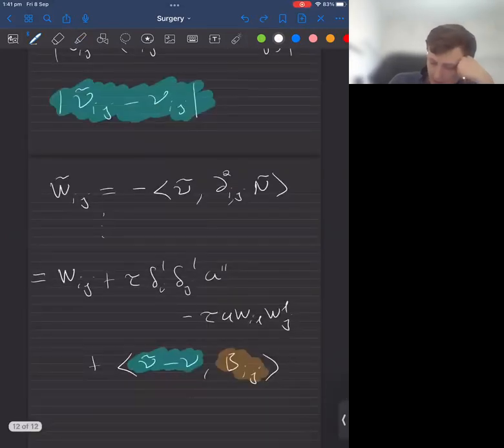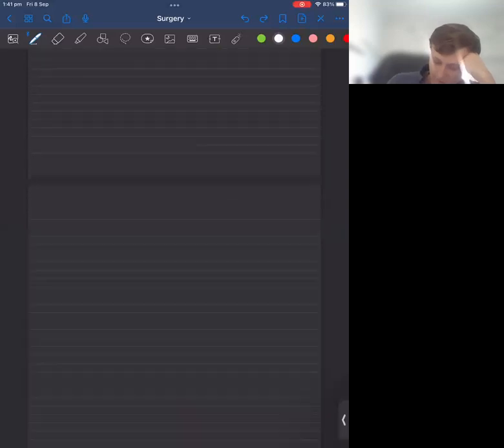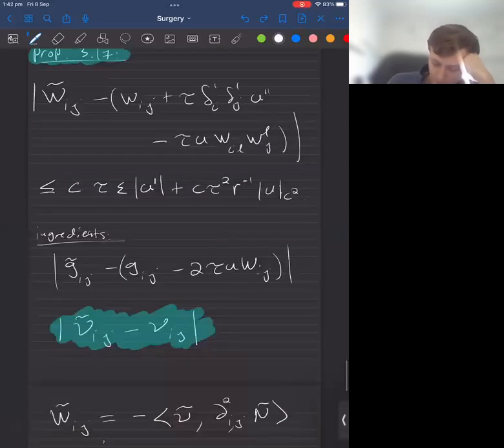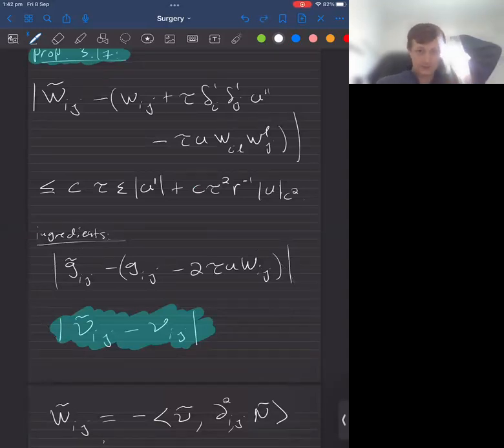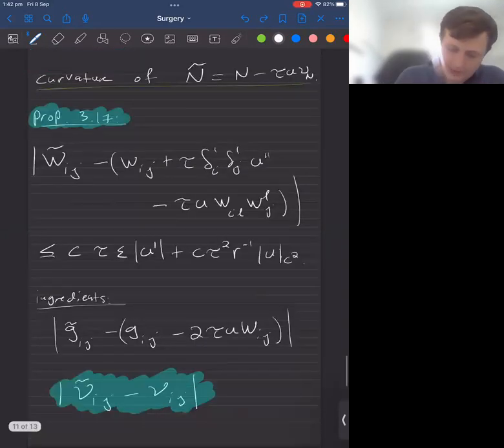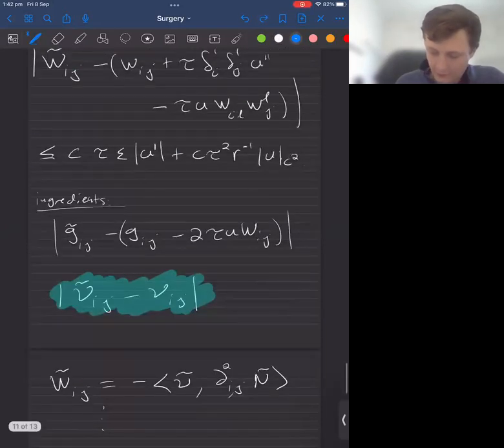I bashed my head against the wall for these calculations for quite a while, and they're pretty tricky. The two I've stated are not too bad, but the rest, I haven't quite figured out the details. But the point is that we can estimate the second fundamental form in relation to the original second fundamental form, but in this controlled way, depending on derivatives of u.